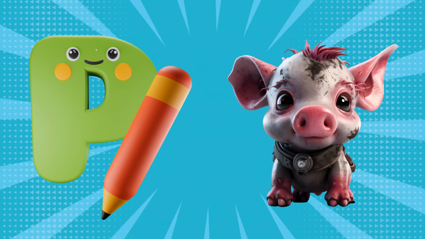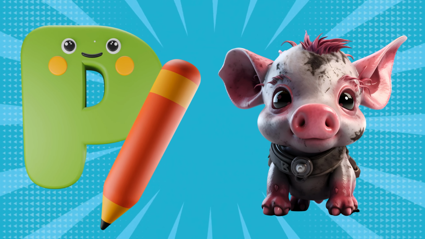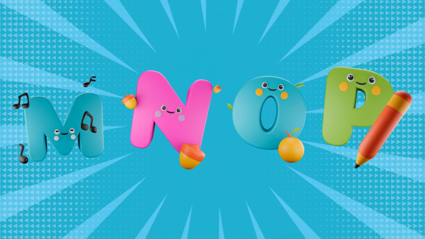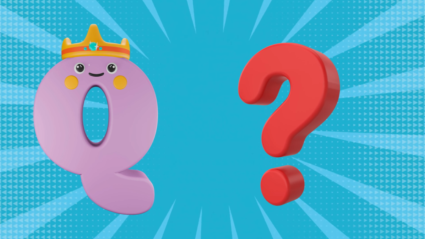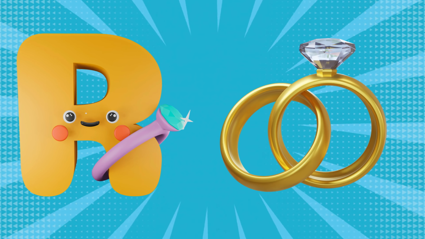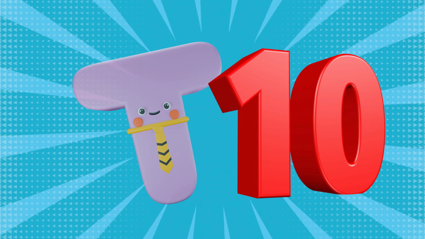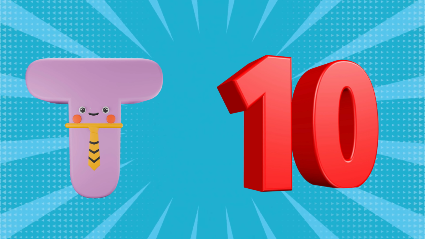P is for big, big. Q is for question, question. R is for ring, ring. S is for sun, sun. T is for ten, ten.